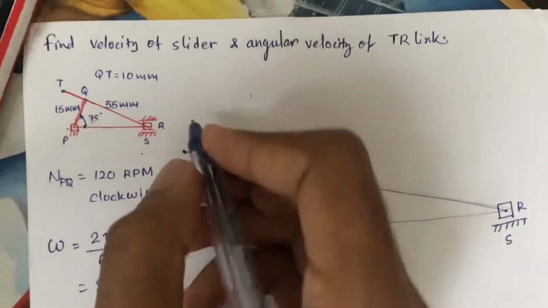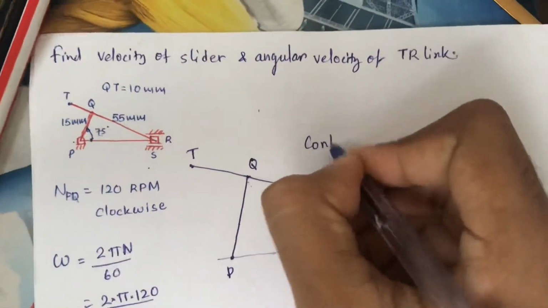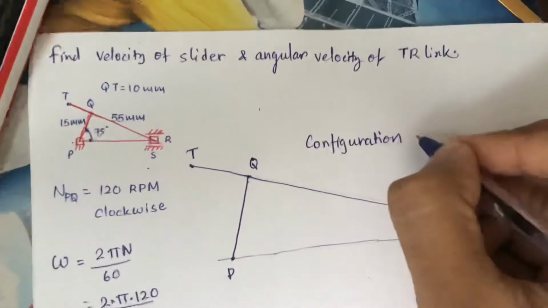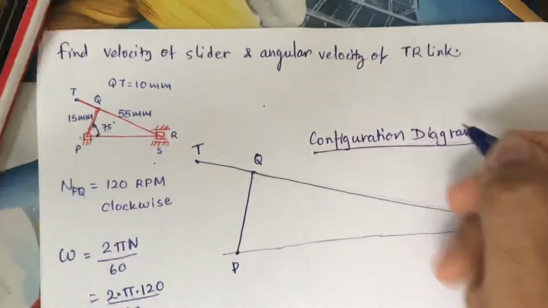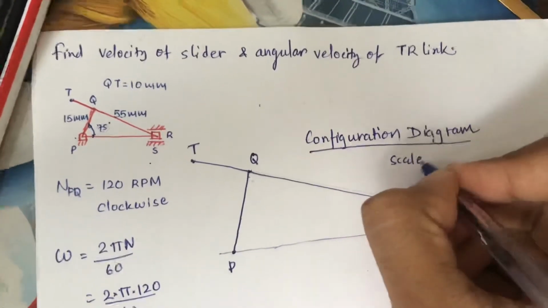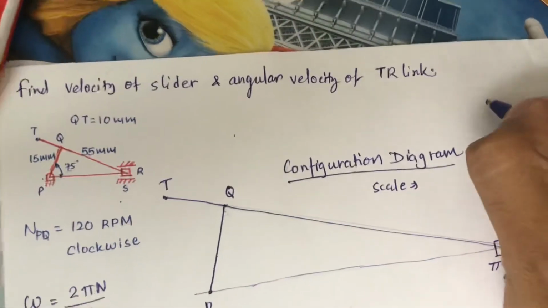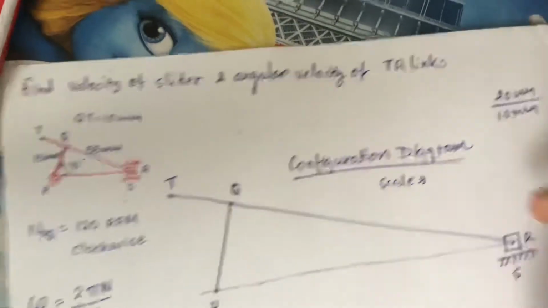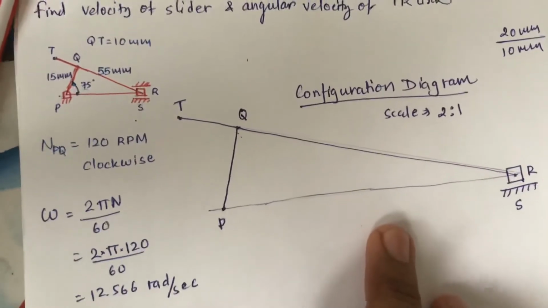Here I drew 20 mm, so the scale will be double. This diagram is called the configuration diagram. With the scale I used, I drew 20 mm and the given is 10 mm. So 2:1 is the scale according to my diagram.